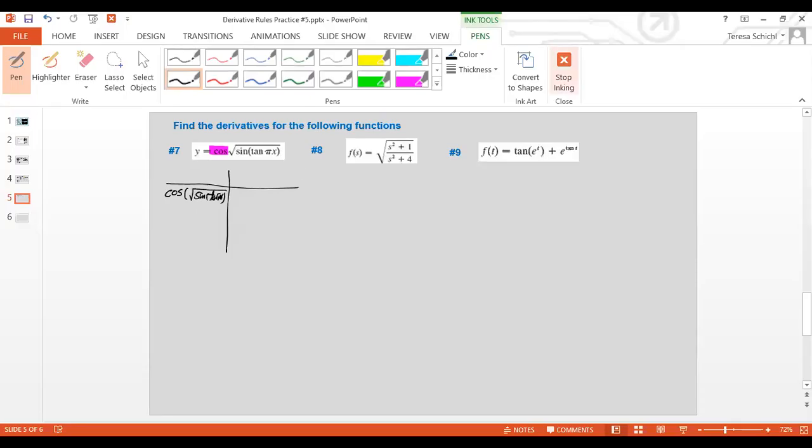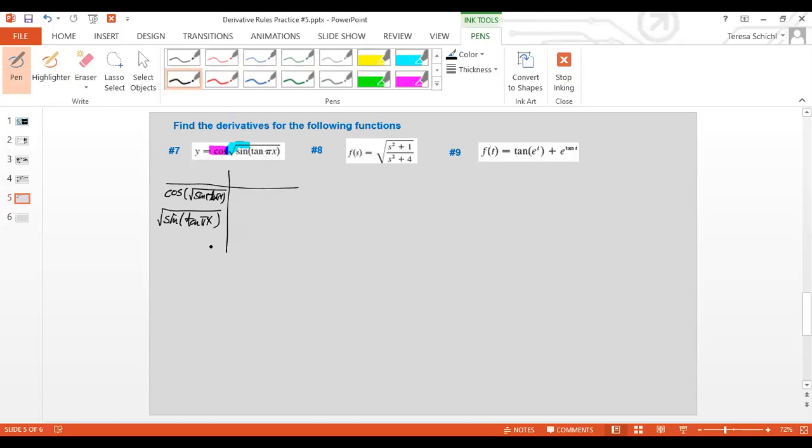Okay, so your second layer is that square root, correct? Here will be this square root here. Okay, so let's write the second layer here. The second layer is this square root. So this square root is of the sine tangent pi x, right? So the square root is the 1/2 power.